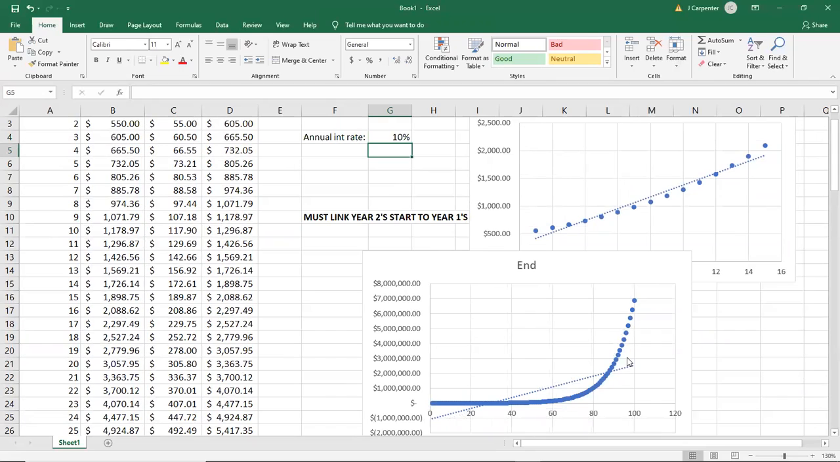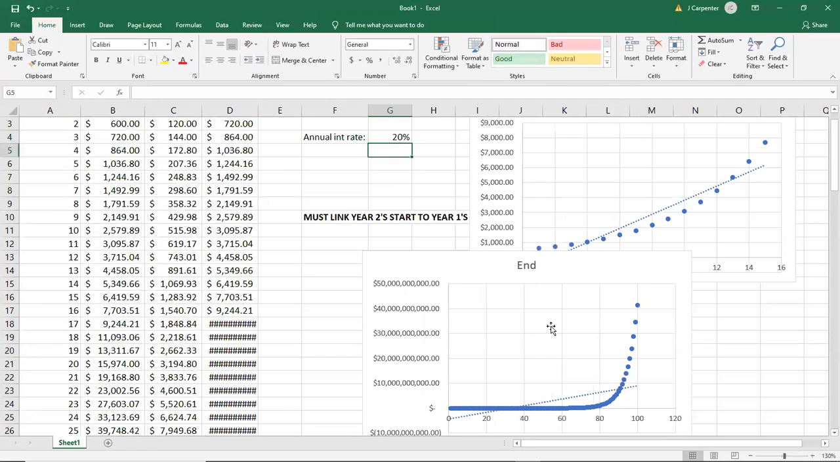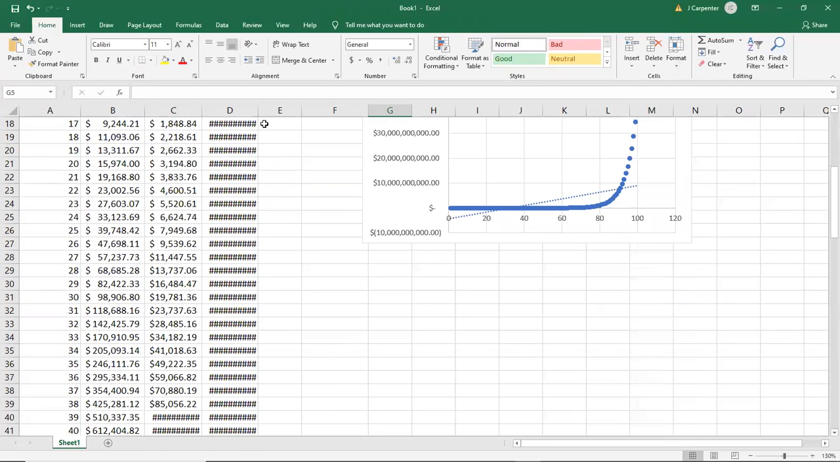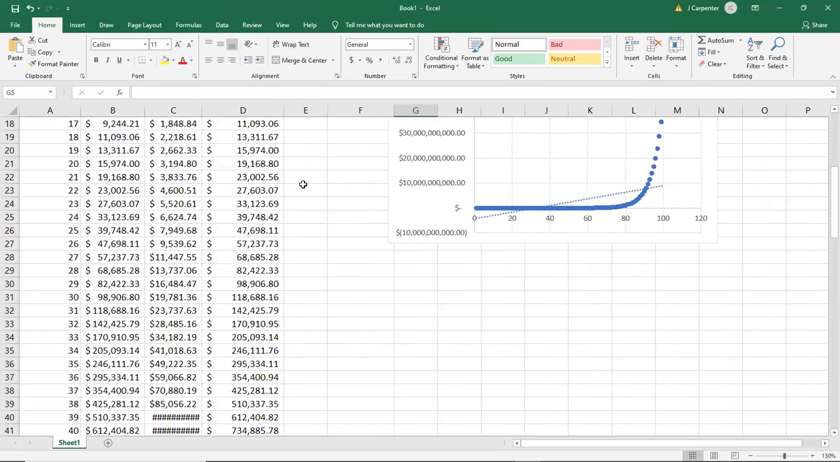10%, wow, the line is just trash now. This is a massive explosion. 20%. Now it still is taking a very long time to explode in this graph, it looks like, but at the same time, that's because now, look at this, that is $10 billion. So after 100 years of a 20% interest rate, I gotta make this thing really wide to see all those numbers.